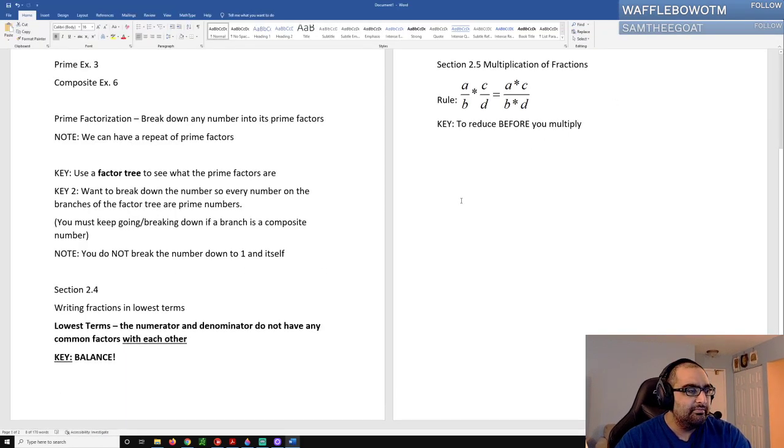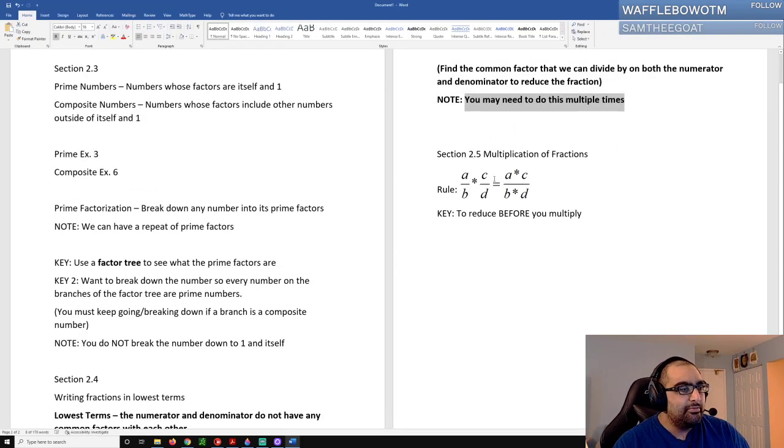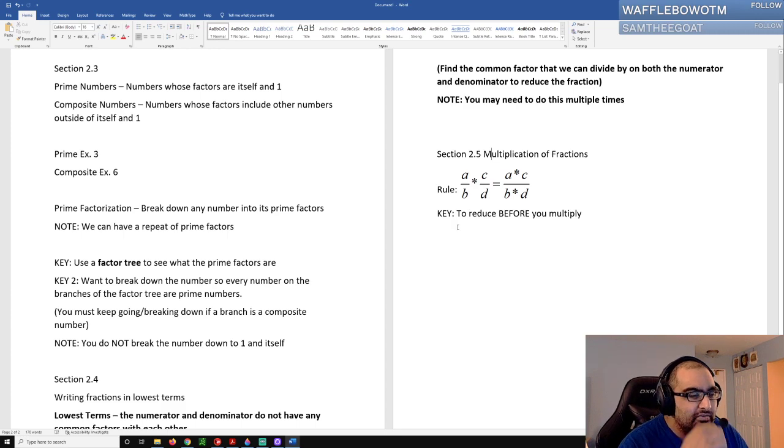Now, let's go back to our Word document here for a moment. All right, there is a rule for multiplication of fractions, okay? And the rule is pretty simple. It says, here's the rule. If you have a over b times c over d, then that's equal to a times c over b times d.